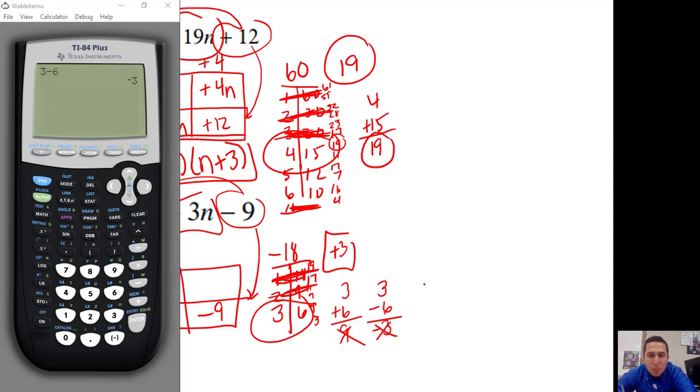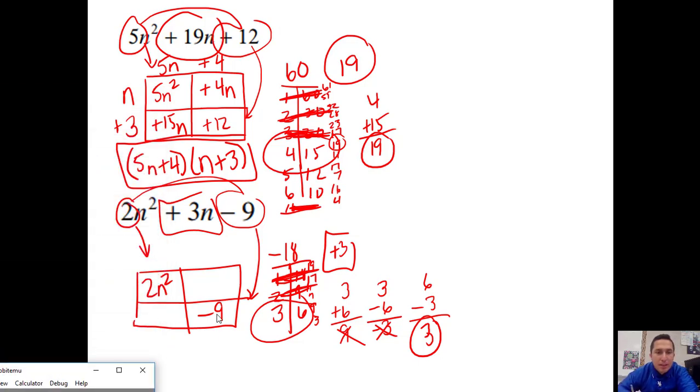Now let's swap them. Let's put the 6 on the top, and then put a minus 3 on the bottom. 6 subtract 3. Put in the calculator, 6 subtract 3, enter. Hey, there's a positive 3. That's the positive 3 that I was looking for. Positive 3. That's who I wanted. Hide the calculator.